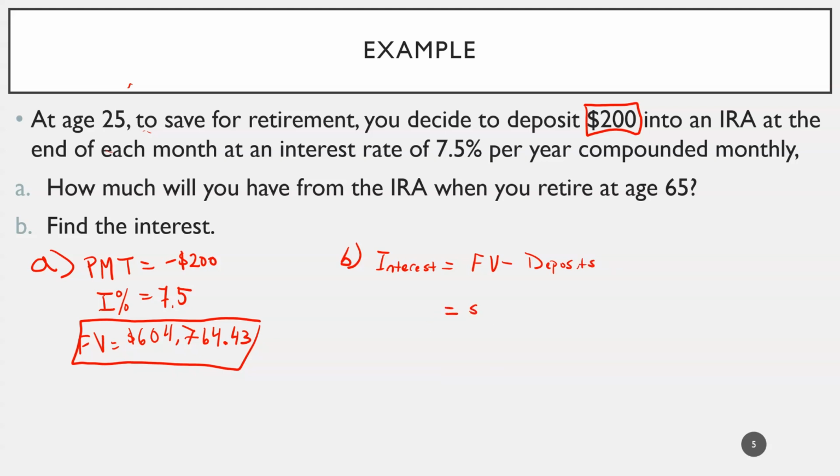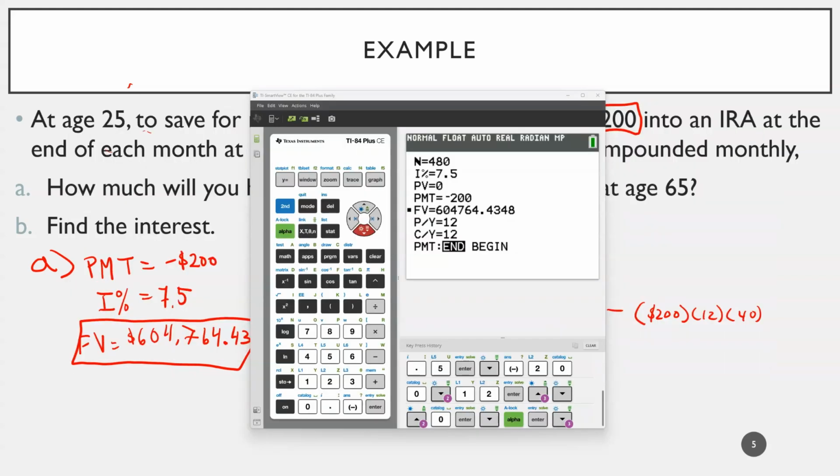Well, look, I know when I went to retire at age 65, I have $604,764.43. Well, how much did I deposit? Well, I deposited $200 monthly times 12 for 40 years. So let's see what we got.